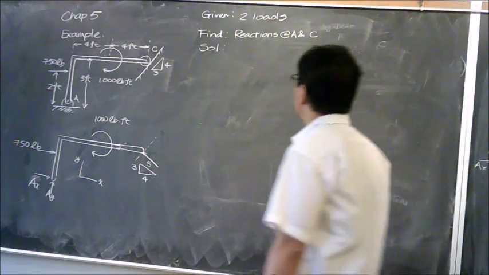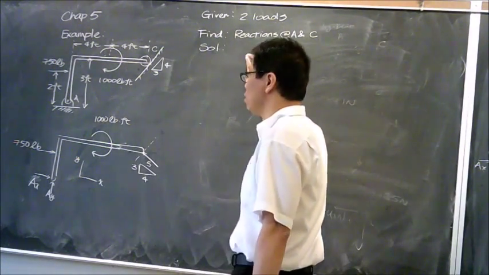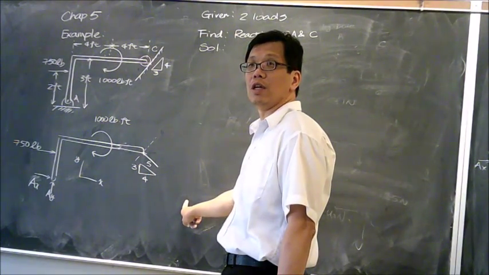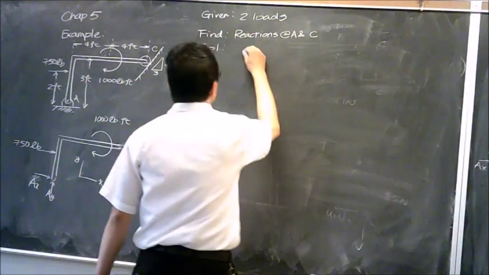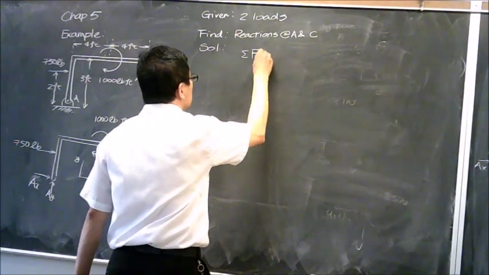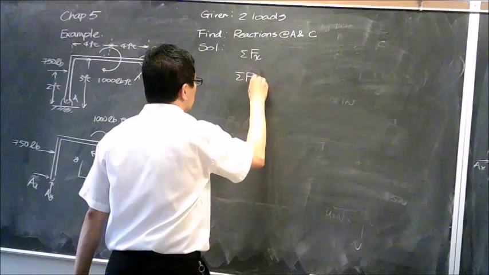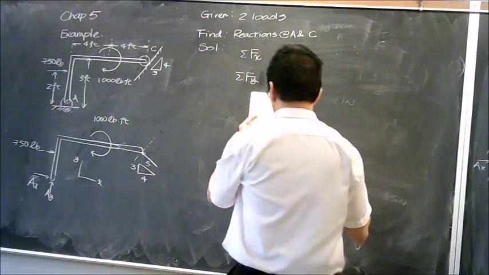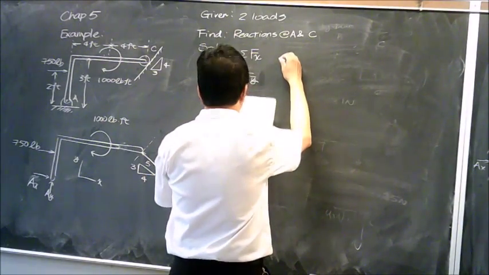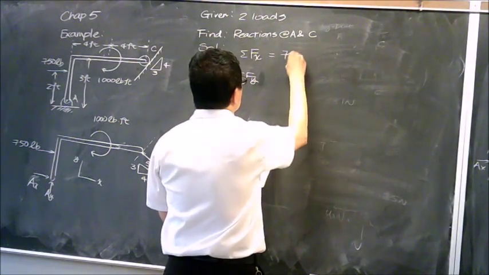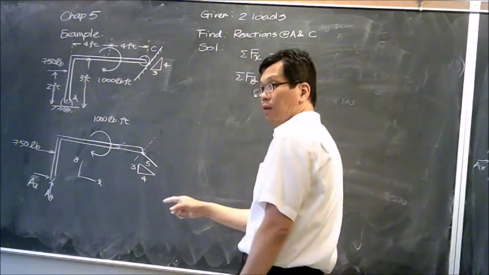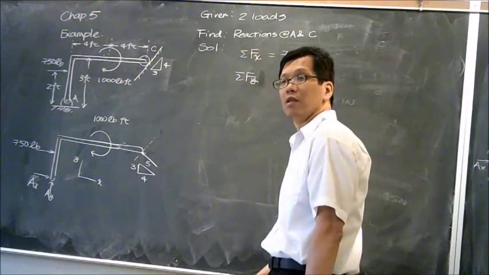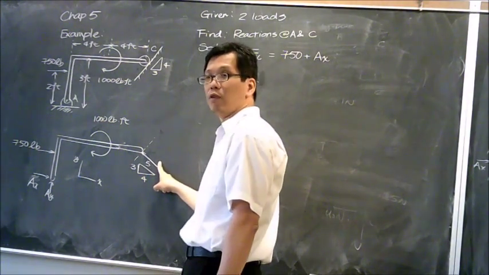Okay. If there are no more questions, what we're going to do next is figure out the equations of equilibrium for everything. First, I would like to use the two forces in the horizontal axis and y-axis. If it's the x-axis, it's going to be 750 pounds plus Ax.